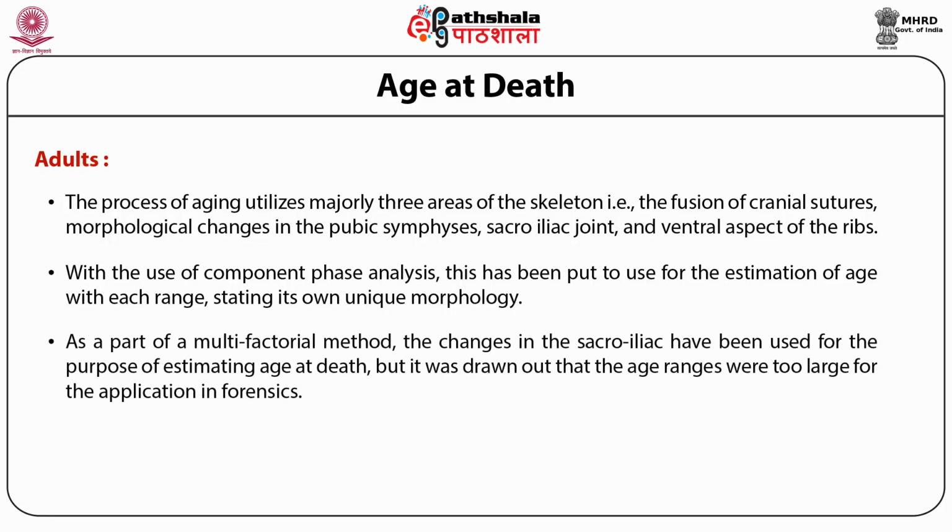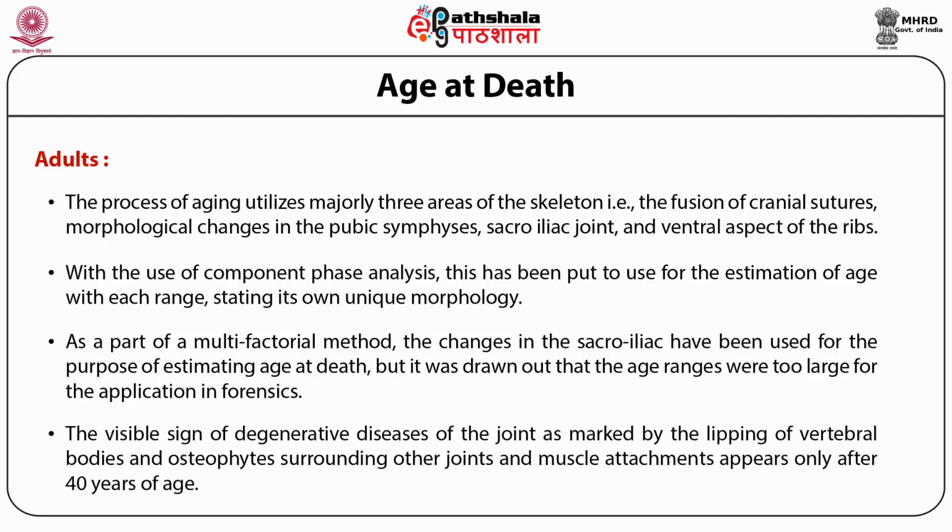As a part of a multifactorial method, the changes in the sacroiliac joint have been used for the purpose of estimating age at death, but it was found that the age ranges were too large for application in forensics. The visible signs of degenerative disease of the joint, as marked by the lipping of vertebral bodies and osteophytes surrounding other joints and muscle attachments, appear only after 40 years of age.